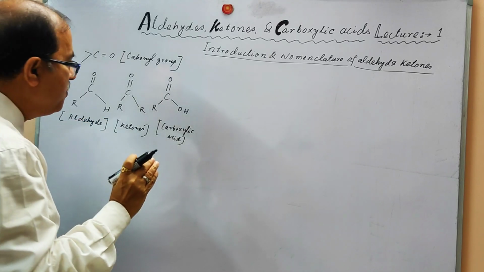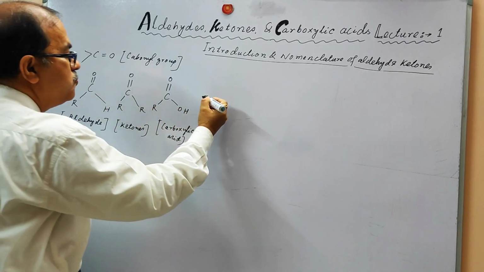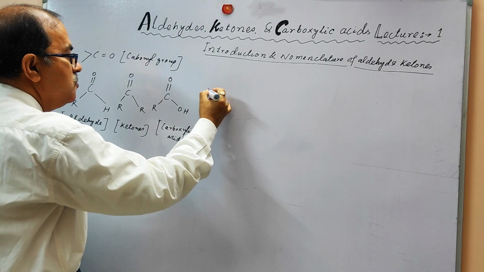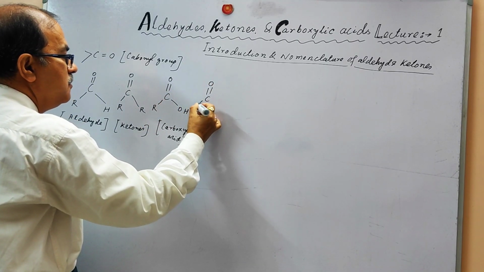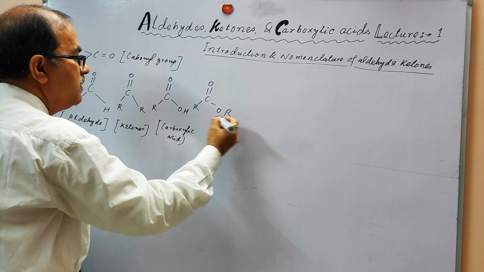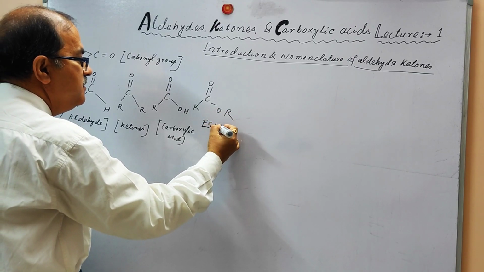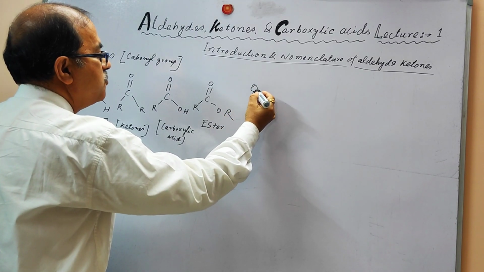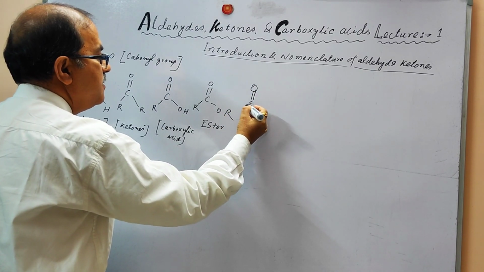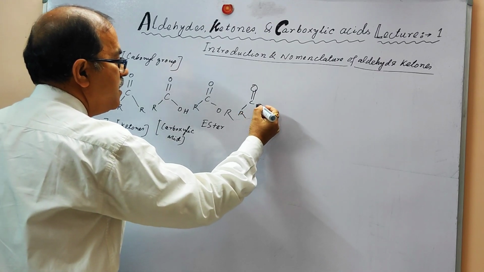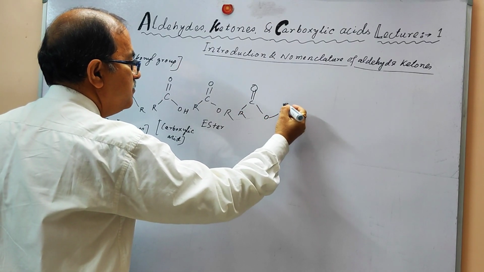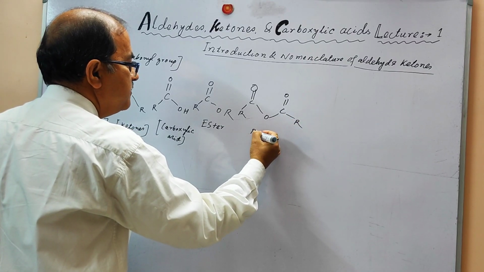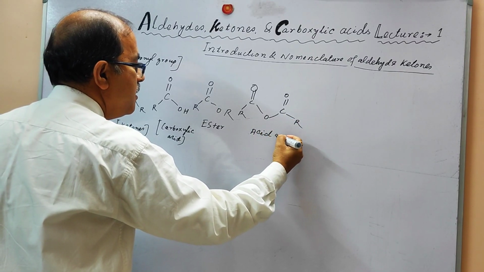But the compounds do not end here. You can also see a product of the carboxylic acid like this. This is called the ester. And another derivative of the carboxylic acid that you can see is the acid anhydride.